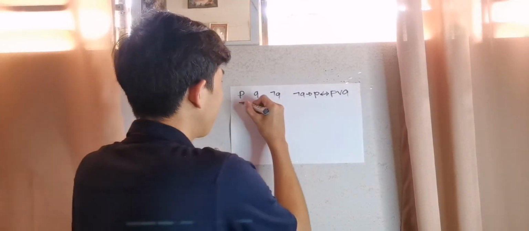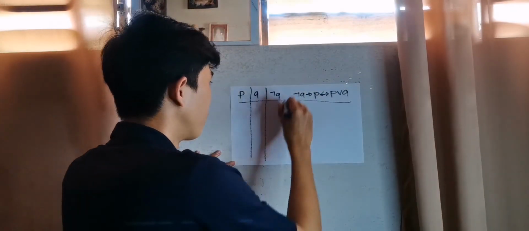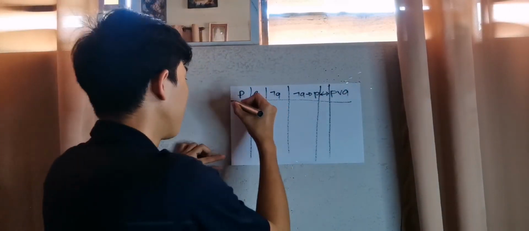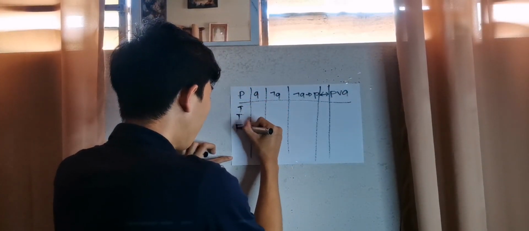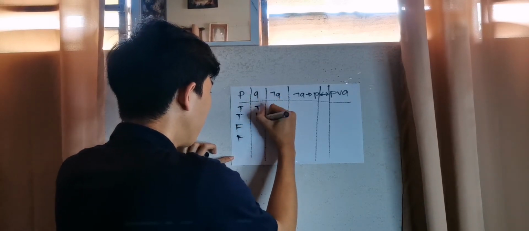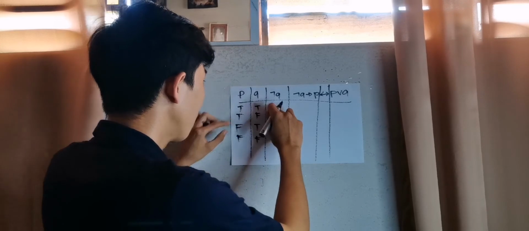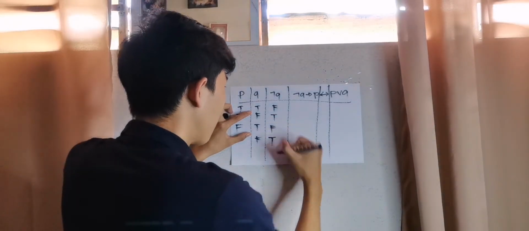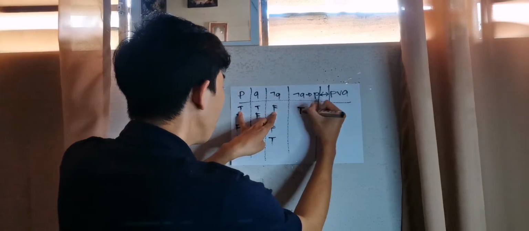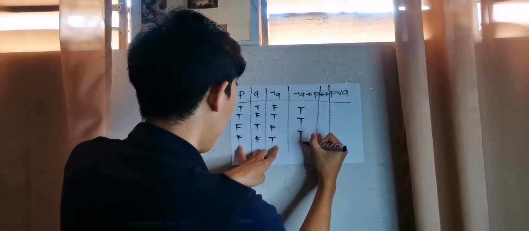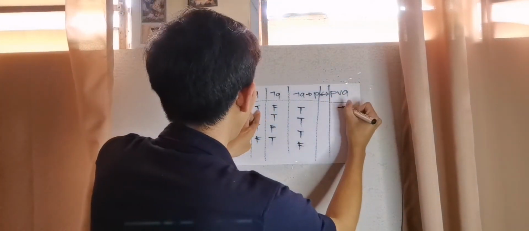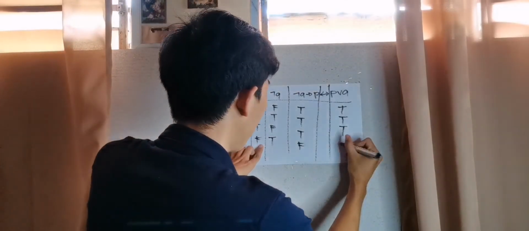Let's continue. So solve for P: true, true, false, false, then Q is true, false, true, false. The negation of Q is false, true, false, true. Then negation of Q implies P: true, true, true, and false. So P or Q: true, true, true, and false.